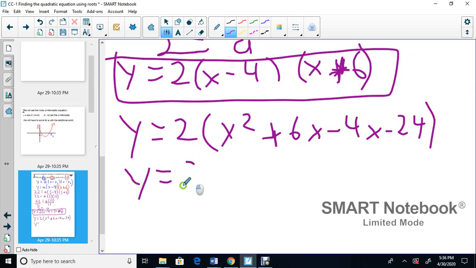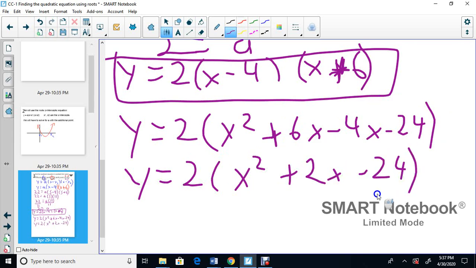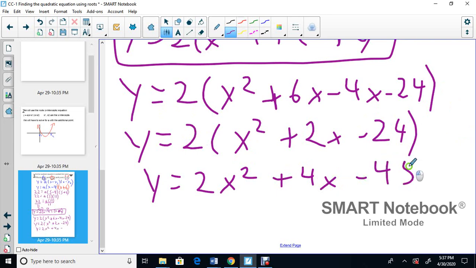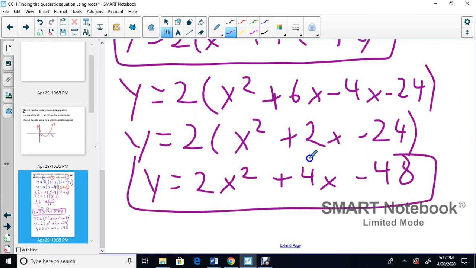We're going to clean this stuff up in the bracket first. So x squared, we can collect these two terms. So we can put a plus 2x here, minus 24. And now we can take the 2 in the front and multiply it by the x squared, the 2x here, and the 24 there. So you get y equals 2x squared. And now we'll multiply the 2 times the 2x, so plus 4x. Now we'll multiply the 2 times the minus 24, and you get minus 48. And there's our final equation in standard form. Now, on the next video, I will do the next one.